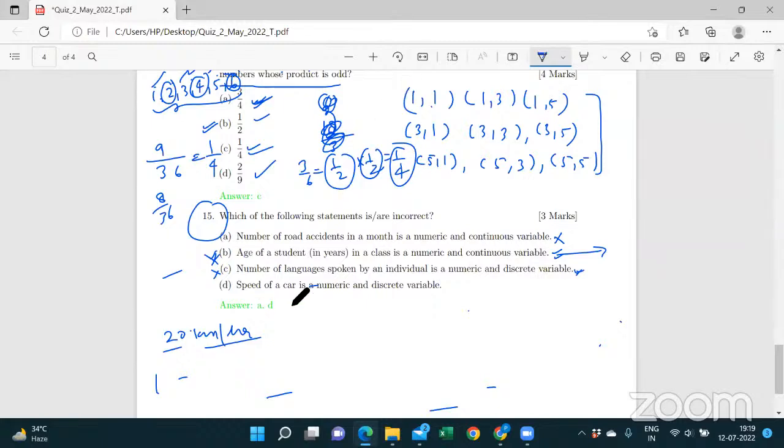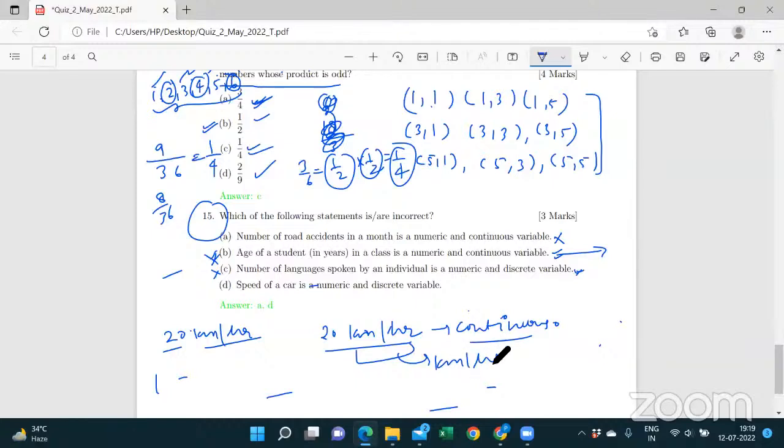No, you are getting it. If I'm saying it's 20 kilometers per hour, then speed is being measured. It is being measured, so it is continuous. Why is it continuous? Because you cannot count it, you can measure it. Right? So here I am measuring speed in kilometers per hour.